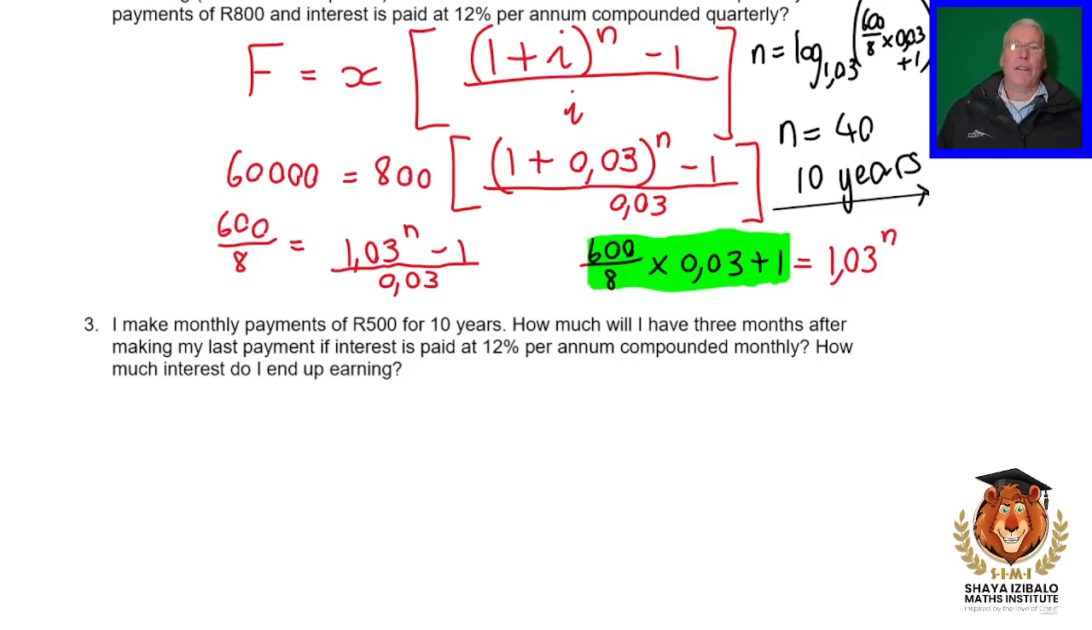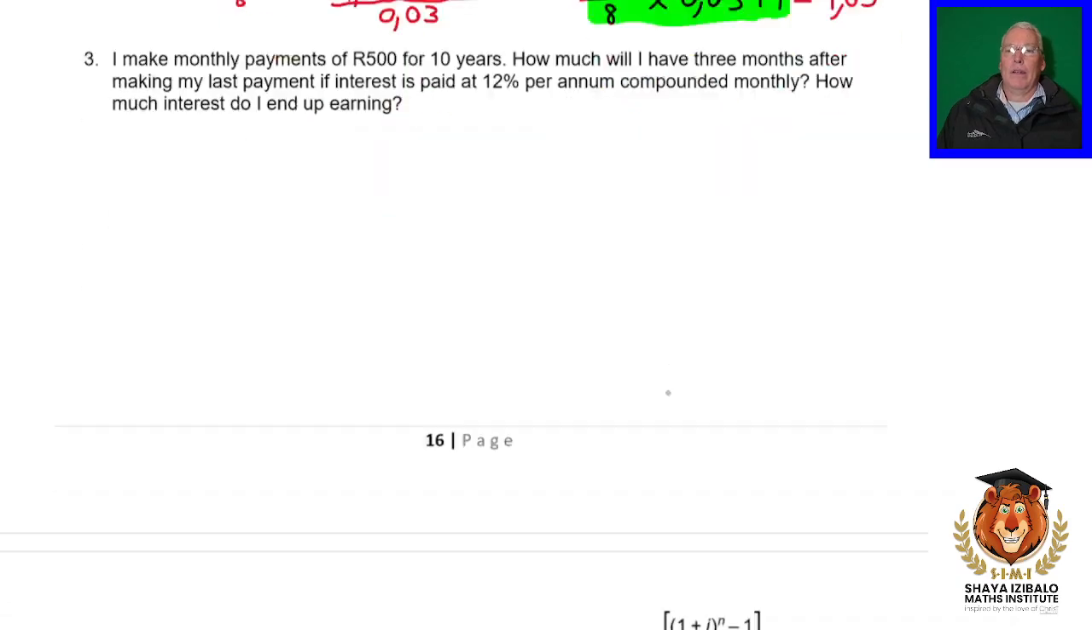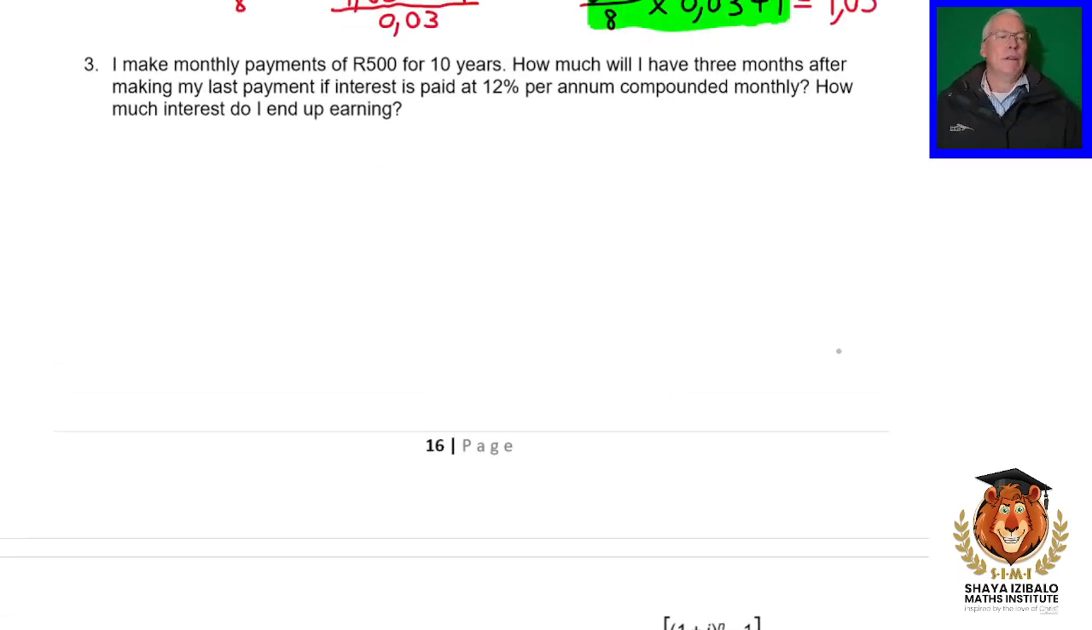Okay, right, so let's look at another example before we end today's lesson, and then we're going to give you some to try for homework. I make monthly payments of 500 Rand for 10 years. How much will I have 3 months after making my last payment? Now, remember that this formula gives us the balance immediately after making our last payment.